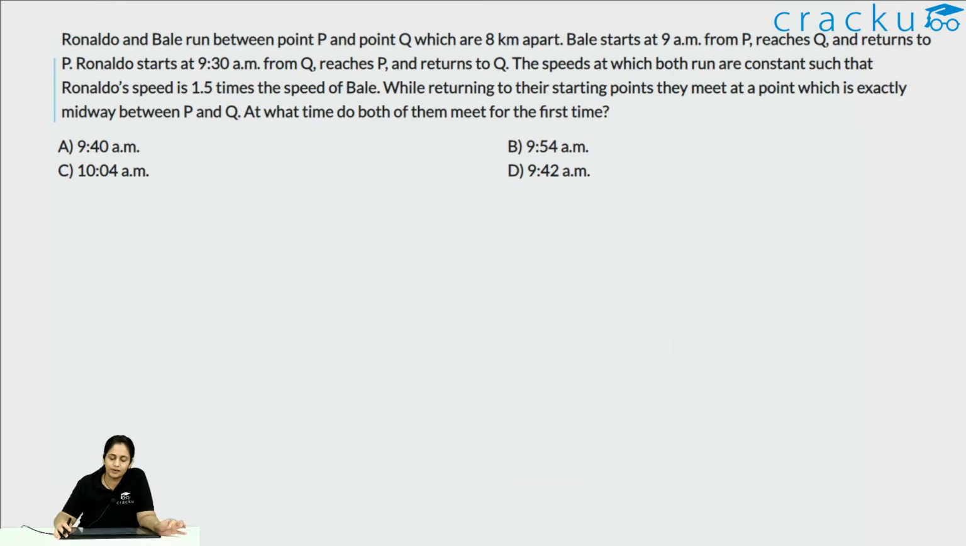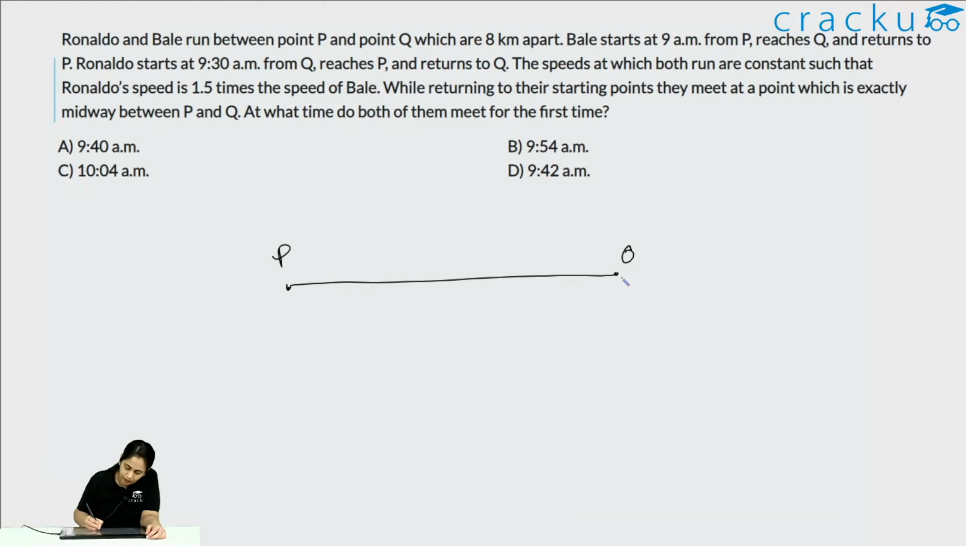We will try as far as possible, wherever we have to determine time and people are moving towards each other, there are two objects moving, to use relative velocity. Ronaldo and Bale run between point P and point Q, which are 8 kilometers apart. So there is this P and Q, and that is 8 kilometers apart.